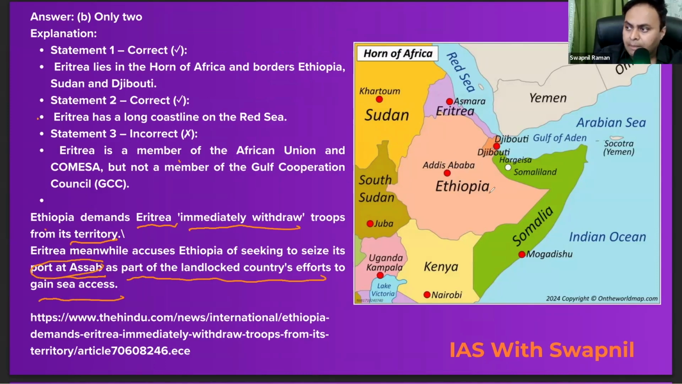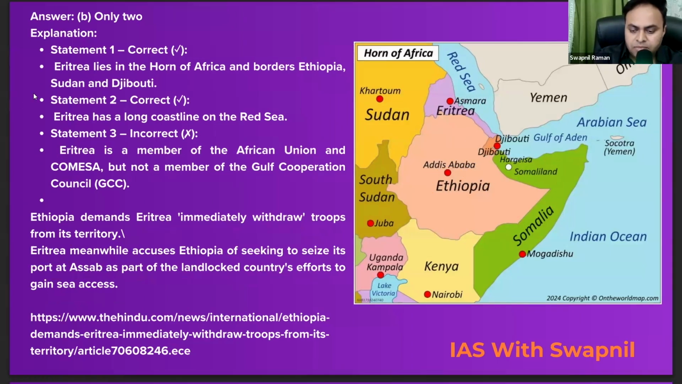Next one is, look at the map of Ethiopia. So what you are seeing here is the Horn of Africa. It seems like the horn of a rhinoceros, right? So in the Horn of Africa, you would find four countries. First of all, Eritrea, then Ethiopia, then Djibouti, and then Somalia, right? Chaliye. Now let's move on to the next question.